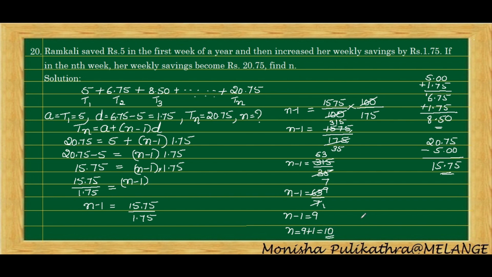So on the 10th week, Ramkali gets money of rupees 20.75. Okay, so you need to divide with the smallest digit possible and reduce it in each term. Next, later you will get this number.